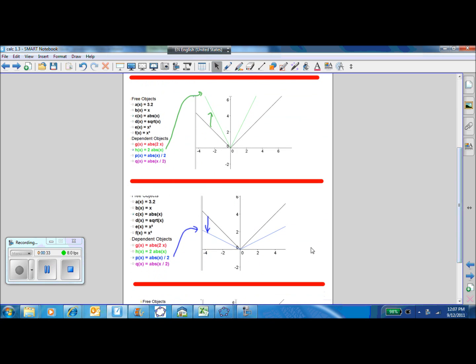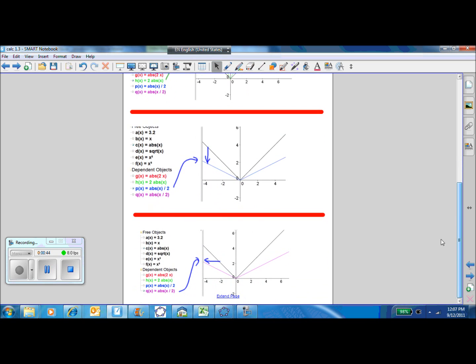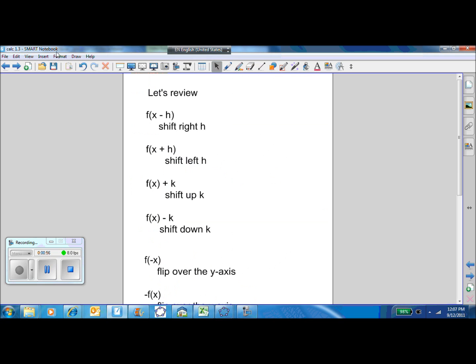Compared to the absolute value of x all divided by 2, this is also outside the functional notation, so it's affecting the y's, but this is shrinking by a factor of 2. And finally, the absolute value of x over 2, this is going to affect the x's now, since it's inside the functional notation, but it does the opposite thing we expect, it actually stretches it horizontally. Now let's review all these different characteristics.